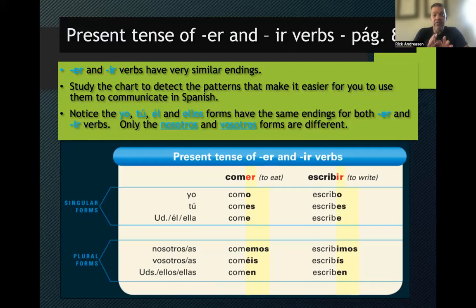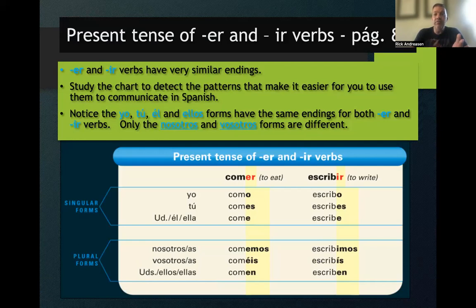In the IR form, it's just IS. Vosotros escribís, vosotras escribís. And then back to the third person plural, it's the same for both of them, just the EN. Ustedes comen, ellos comen, ellas comen. Ustedes escriben, ellos escriben, ellas escriben.